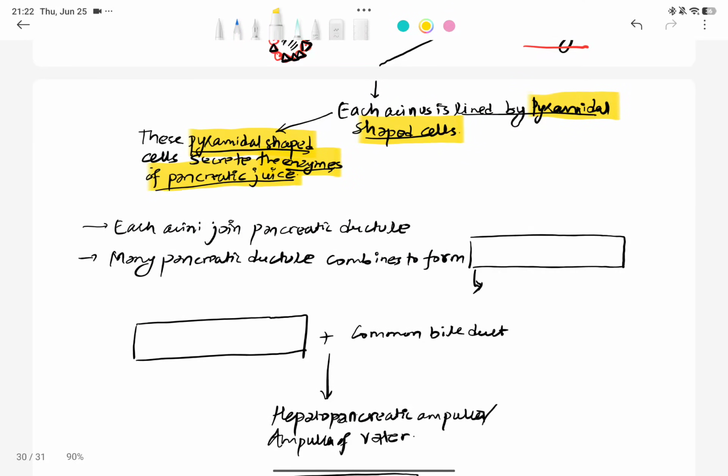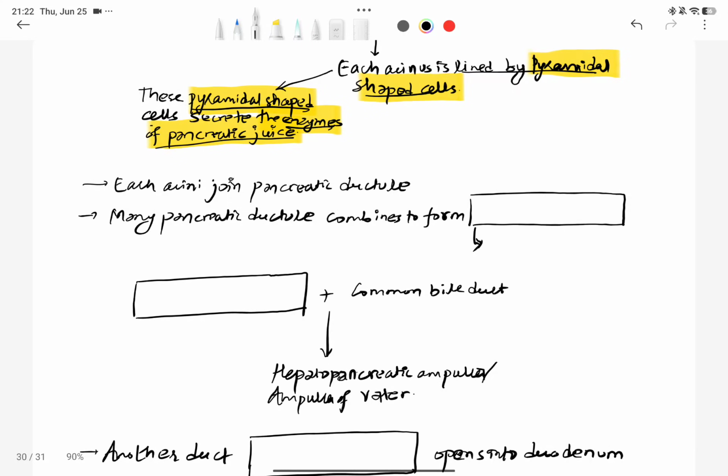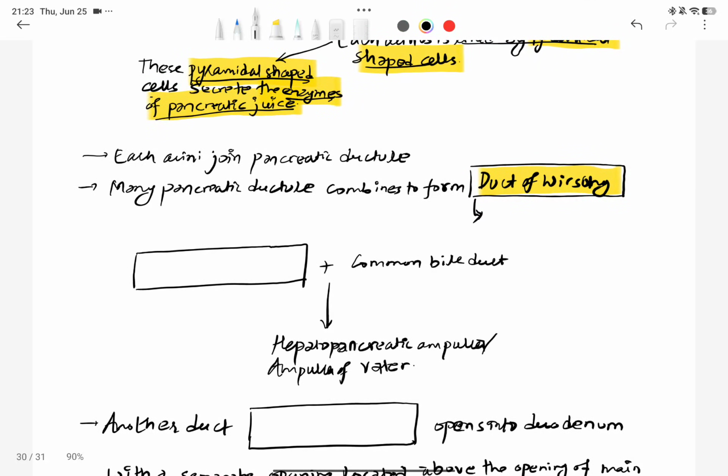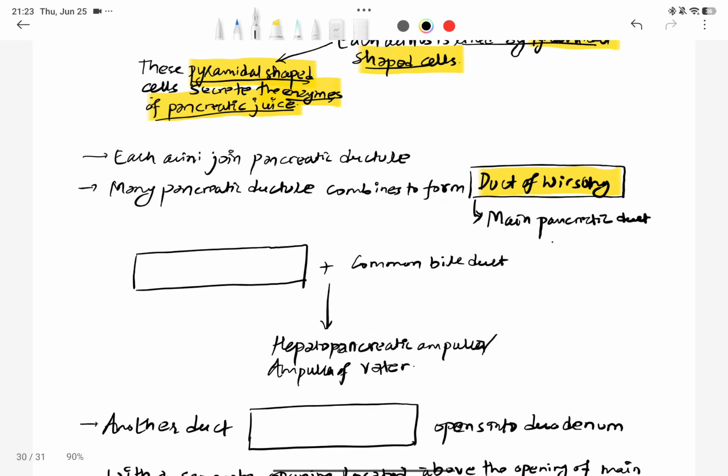Each acinus joins a pancreatic ductule, and many pancreatic ductules combine to form a duct known as the duct of Wirsung. This duct is also known as the main pancreatic duct. So the main pancreatic duct is also known as the duct of Wirsung.